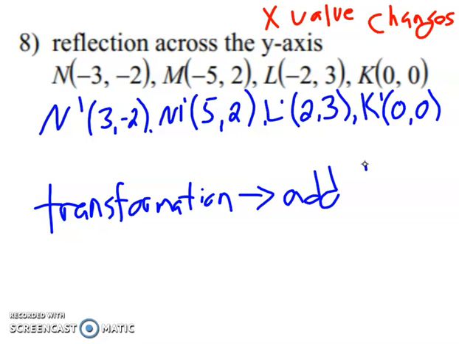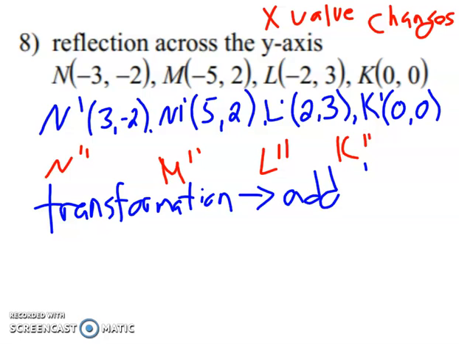Okay, so right now we did one transformation. So everything in blue, N prime, M prime, L prime, K prime, because we did one transformation. If I did another one, then it would turn out being N double prime, M double prime, L double prime, and K double prime. Every time you do a transformation, you add an apostrophe, right? So that's how we can determine how many different transformations we have done.